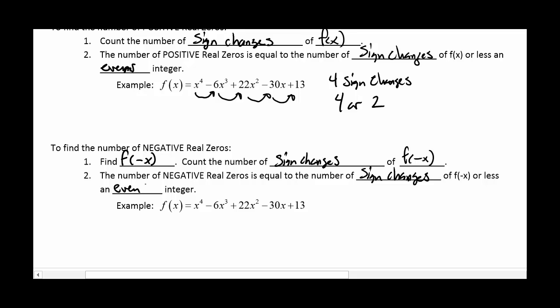So same issue as before. Like in the positive case, there were 4 sign changes, so either 4 or 2. So this is the same thing. Whatever number of sign changes I get, it could be an even number less than that. So let's first evaluate f of negative x then.